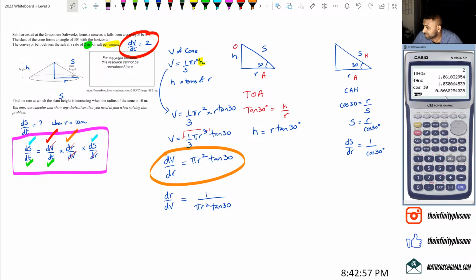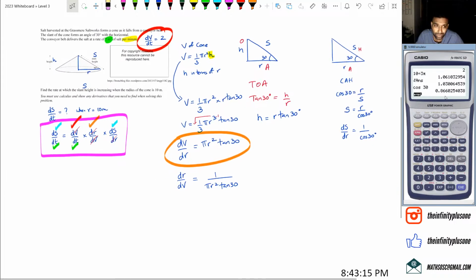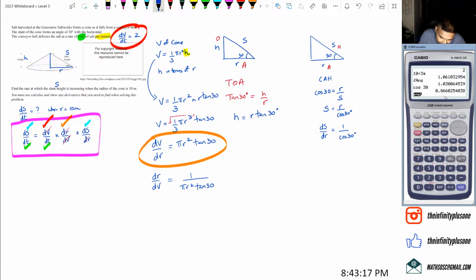Alright, any other questions with DSDR? If you guys are happy with it, then we are literally about 2 seconds away from solving this. Well, not 2 seconds, 2 steps. Okay, so we now have to put everything together.